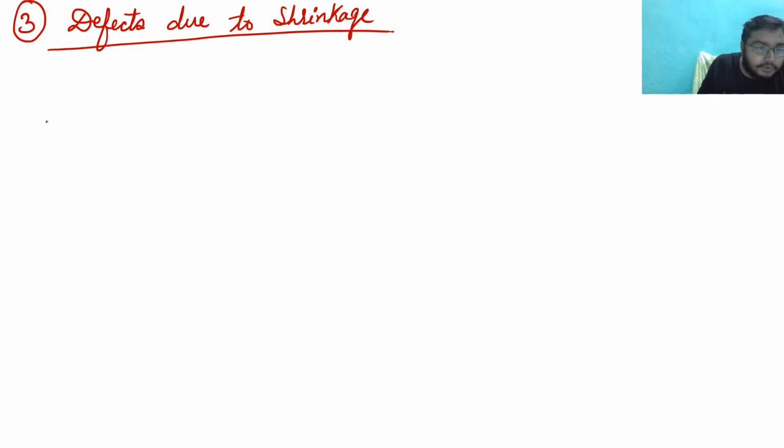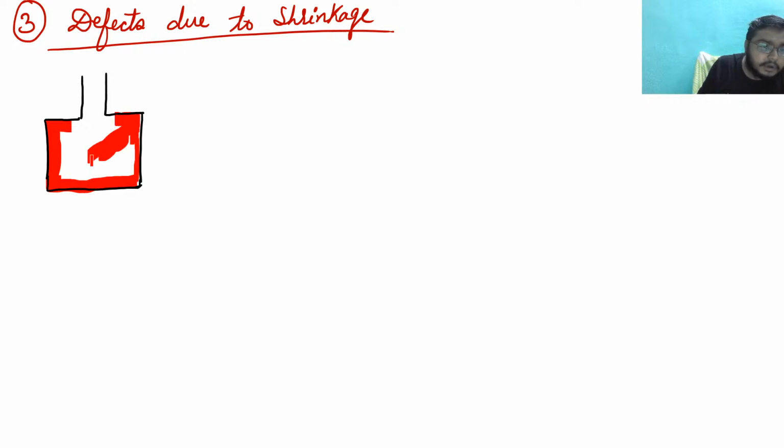Suppose there is a riser like that. Suppose this is my riser, and this is the casting that you actually want to make. So there is a riser in which molten metal is filled, right? So molten metal is poured, and molten metal is here like that.